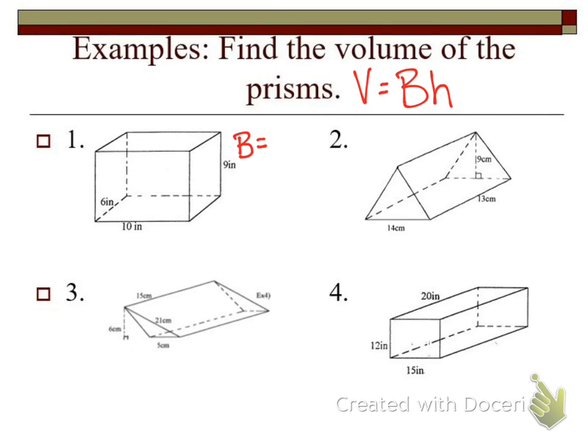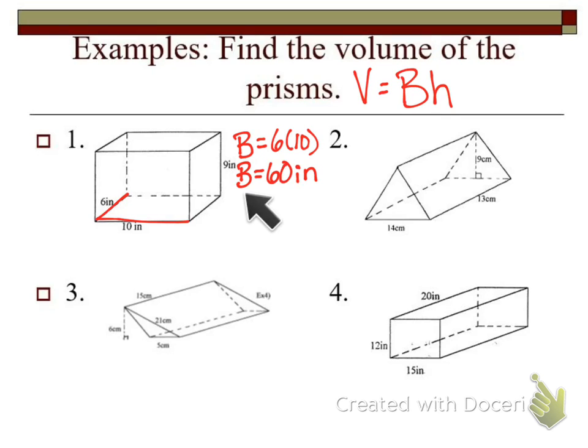Multiply what? 10 and 6. Good. Multiply 6 times 10. So remember, that's like little b times h, base times height of a rectangle. So capital B equals 60. What are my units? Inches.